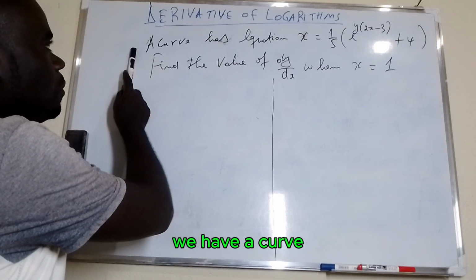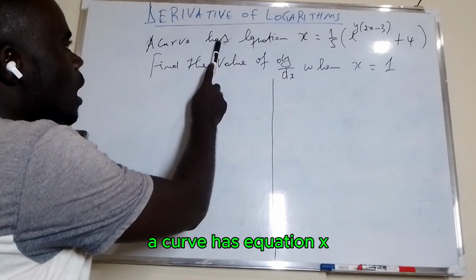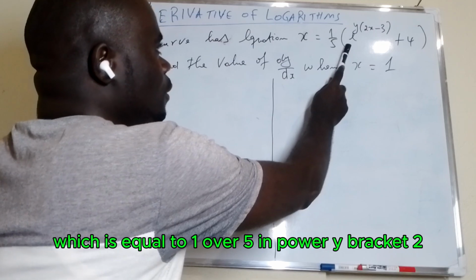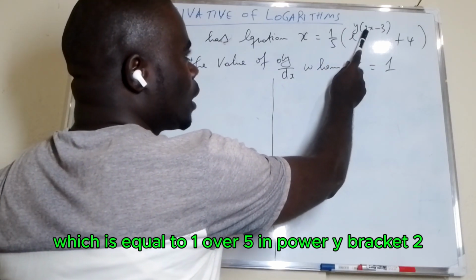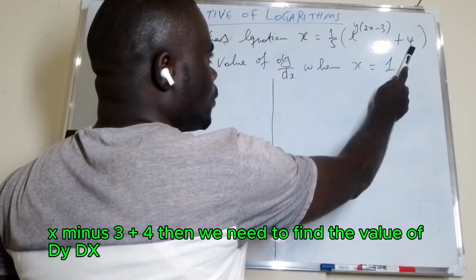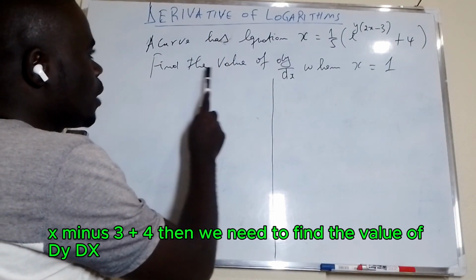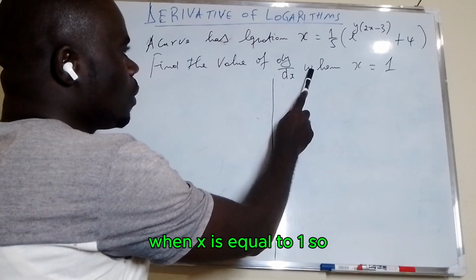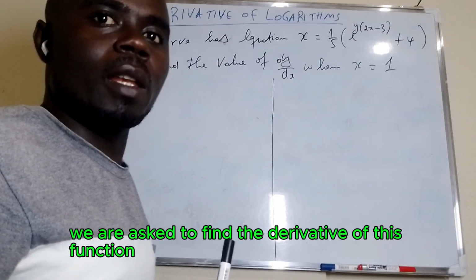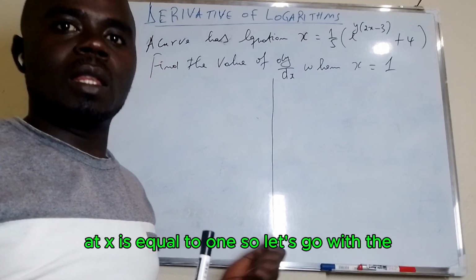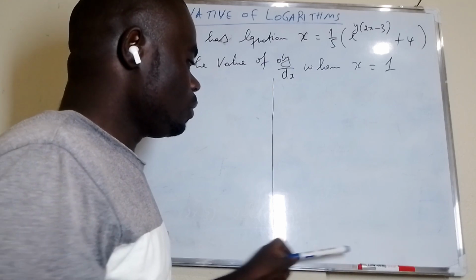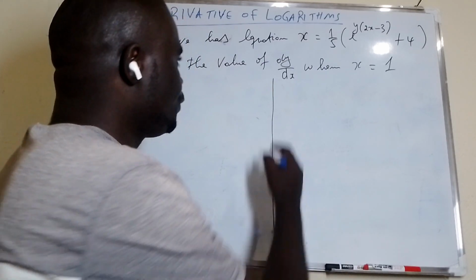We have a curve with equation x = 1/5 (e^(y(2x-3)) + 4). Then we need to find the value of dy/dx when x is equal to 1. So we are asked to find the derivative of this function at x equal to 1. So let's go with the solution.